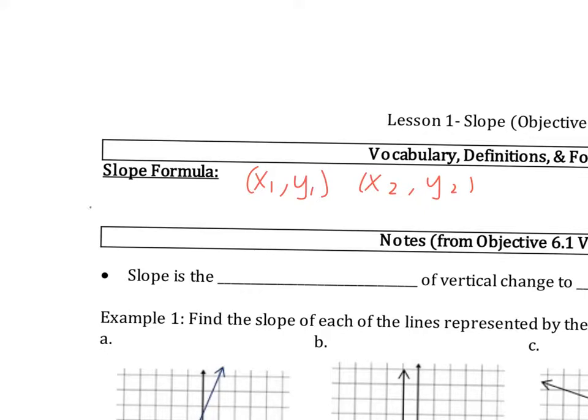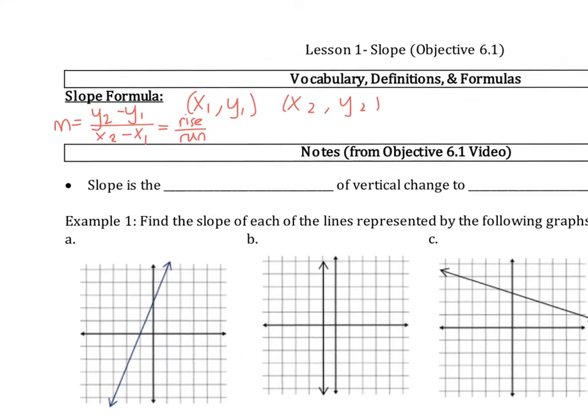Your formula is y2 minus y1 over x2 minus x1. So change in y's over change in x's. M is the letter that we use to represent slope, and that's universal. As far as any class that you take, they will use M to refer to slope. Something else you need to know about slope is it is rise over run. So vertical change over horizontal change, which is actually our next blank here.